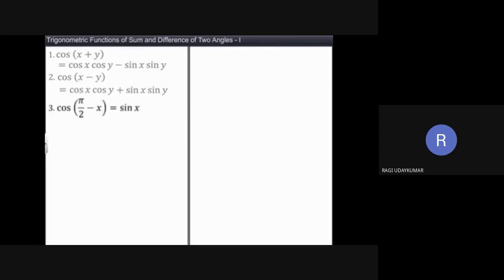Okay. So with the help of that only, cos pi by 2 minus x is equal to sin x. That also, just replacing x by pi by 2 and y by x in the formula of cos x minus y, you are going to get cos pi by 2 minus x. Okay, just replacing only. It is very easy to use. Next, sin pi by 2 minus x is equal to cos x, you are going to get.